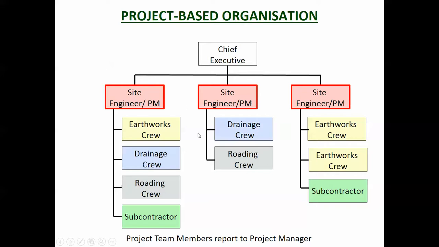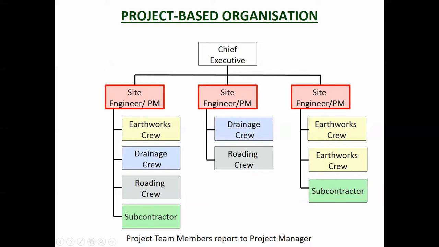There's another team who are sort of on a different site doing that. Now there might be a bit of interchange between these, but not much. These guys are pretty well allocated to that project. This project manager, the site engineer, has total authority over those guys. He tells them what to do, they report directly to him. So the project manager has most control over the people that are part of his project team.